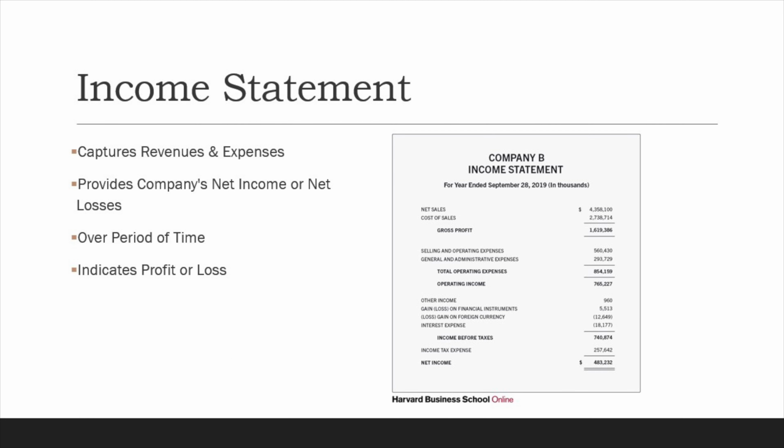The first financial statement we'll look at is the income statement. This statement captures a company's income or revenues and expenditures or expenses over a period of time, such as a month, a quarter, or a year. The main components and layout would be the revenue minus the expenses, resulting in the company's net income or net losses. This statement is important because it quickly indicates whether there is a profit or a loss.